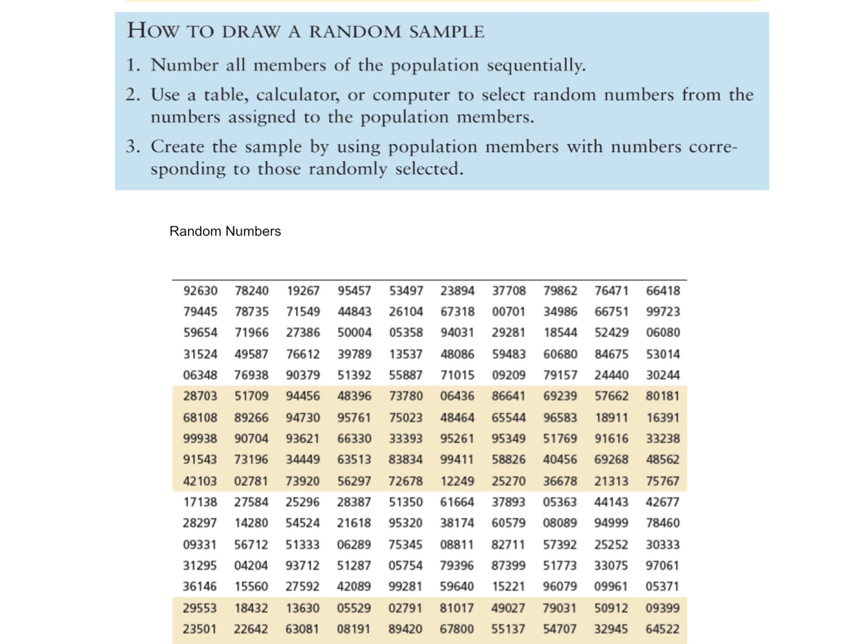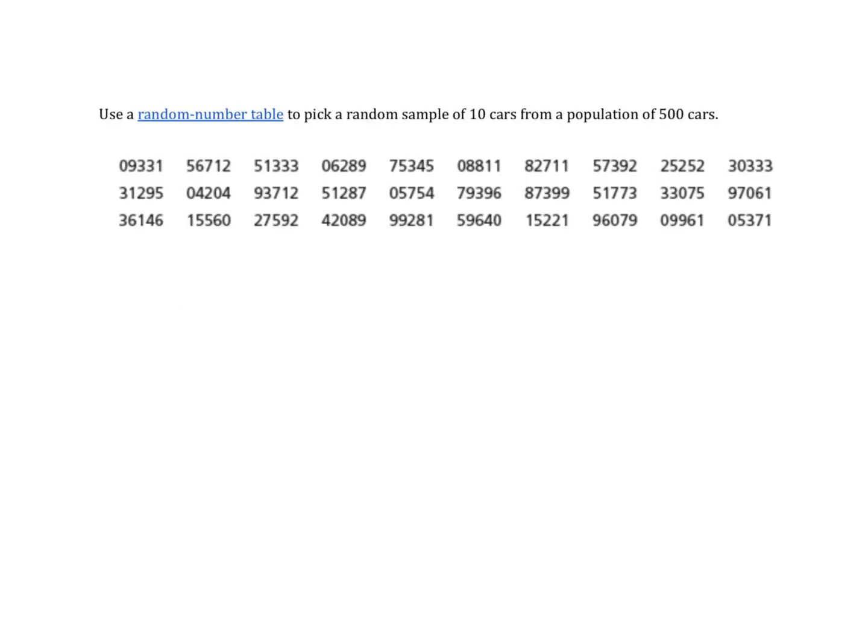Here's an example of a random number table. This random number table can be found at the back of our textbook, but I've also posted it as a hyperlink on our daily agenda document. Here's an example of using a random number table to select a sample of 10 cars from a population of 500 cars. I've selected a random part of that random number table and attached that screenshot right here for us to use.